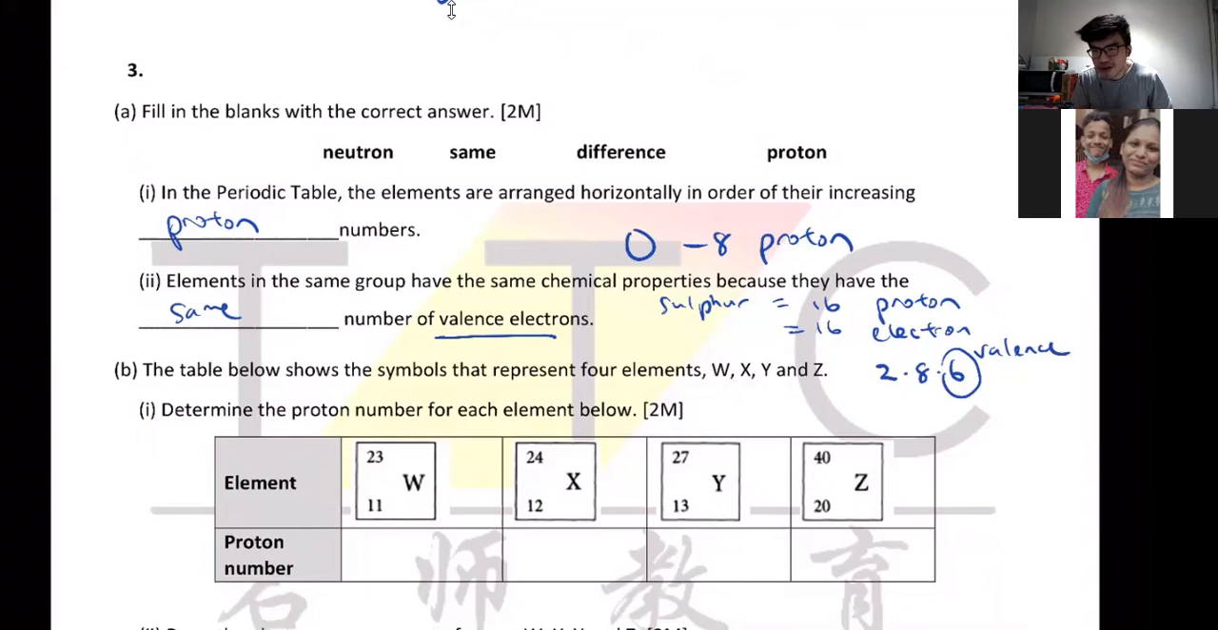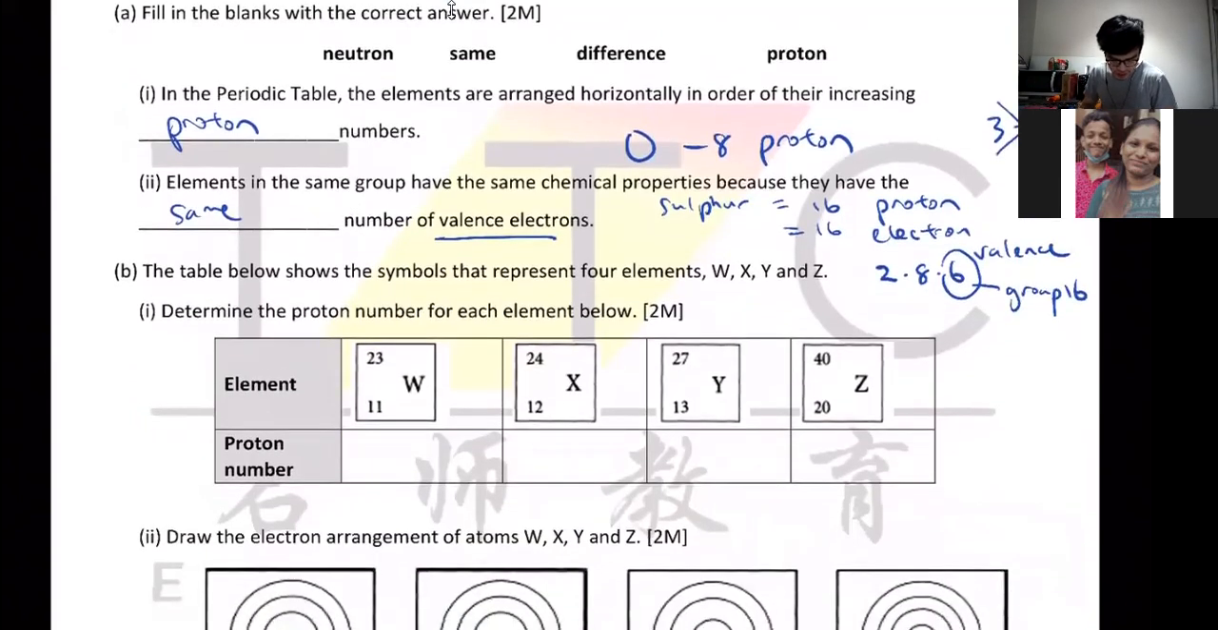Why do we care about the valence? Because valence determines where they are. Okay, like in this case, this is group 16. Okay, group 16. So why not 6, sir? Because again, like I said, from group 3 to group 12, we don't care. I'll talk about this later.